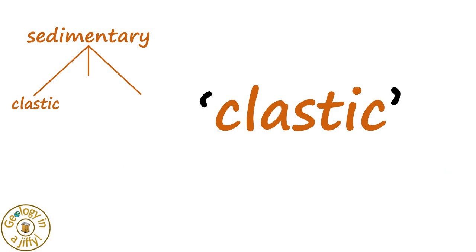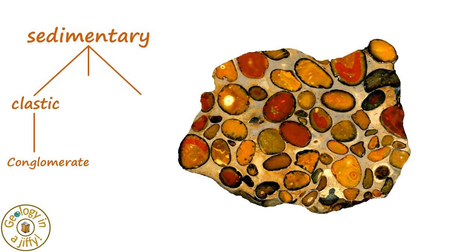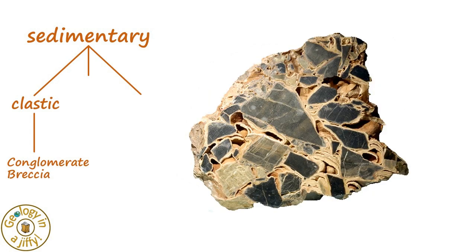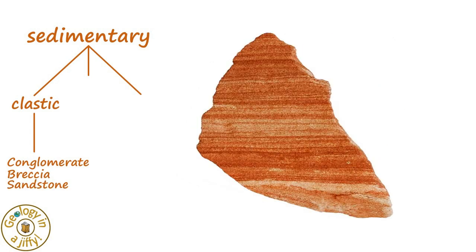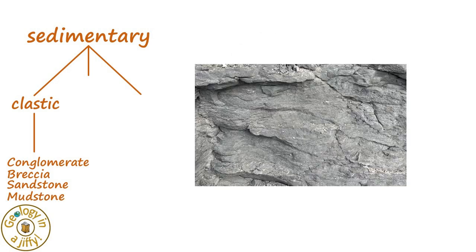With examples of clastic sedimentary rocks including conglomerate, with rounded pebbles in a sandier matrix, and breccia, with angular pebbles in a matrix, and sandstone, composed of sand-sized grains, and mudstone, made of mud-sized grains.